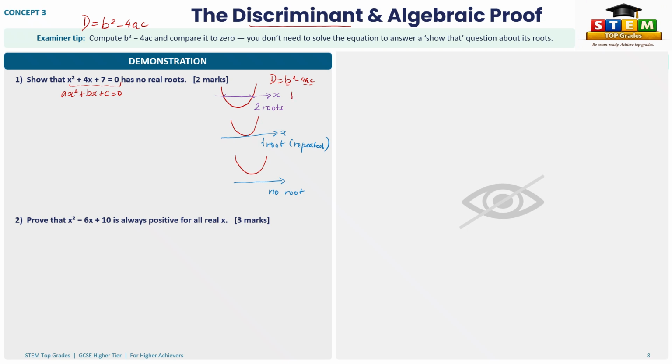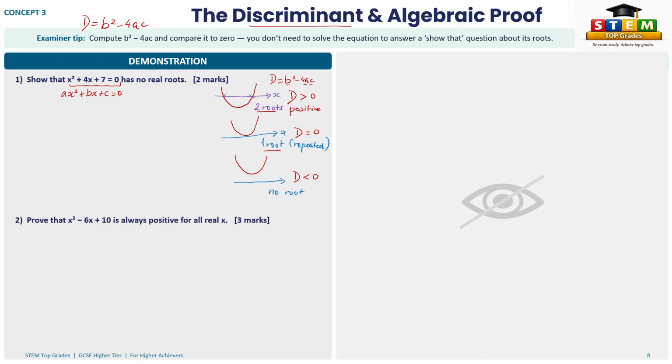Now, if D is a positive number, that means greater than 0, then you know you have two roots. If D gives you exactly 0, then you know you're going to get just one root. And if D is less than 0, you don't have any root at all, so you cannot factorize, and you cannot use the quadratic formula to get a number. You can try, but you are not going to get any value. So this is what we're going to try to do here.